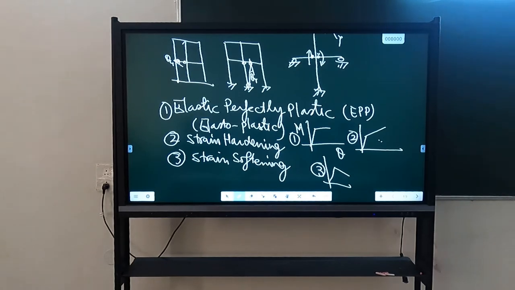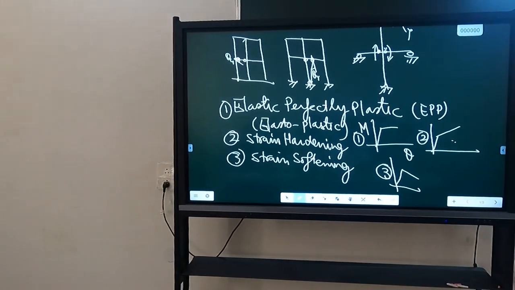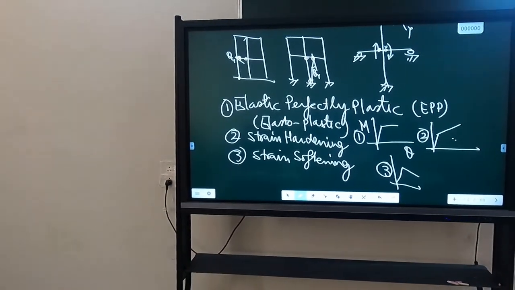Right. So we have considered in this case that our force is increasing because of the strain hardening. But there is a strain softening. Force is reducing, displacement is increasing. But actually, the force is at Q1. So, how can we measure?